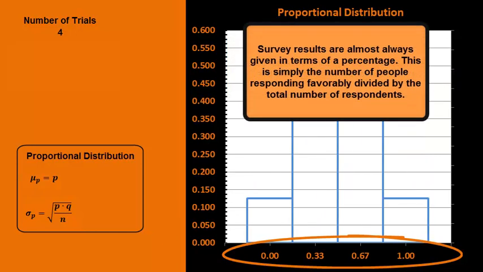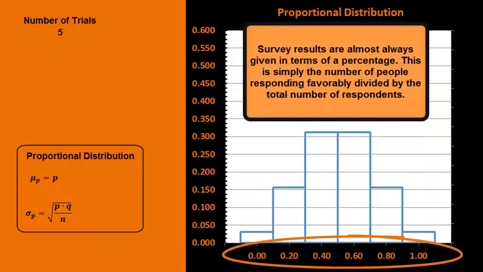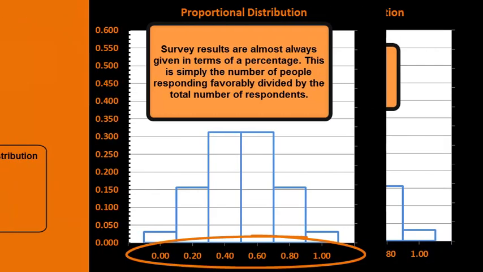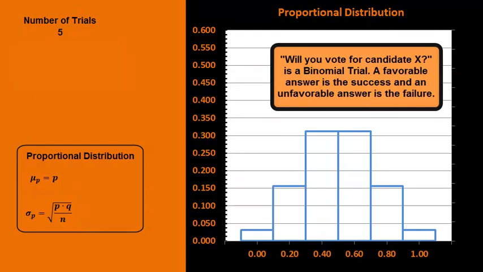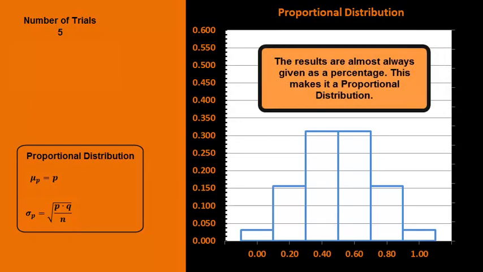Survey results are almost always given in terms of a percentage. This is simply the number of people responding favorably divided by the total number of respondents. Remember that a survey question is a binomial trial. Asking a yes or no question has only 2 outcomes. Will you vote for candidate X is a binomial trial. A favorable answer is a success, and an unfavorable answer is the failure. The results are almost always given as a percentage. This makes it a proportional distribution.